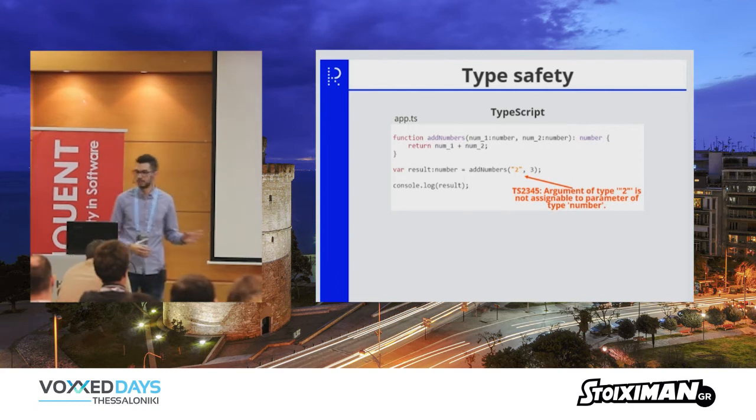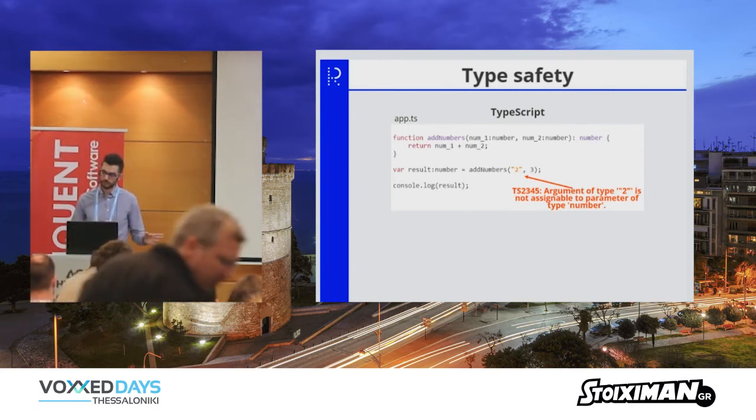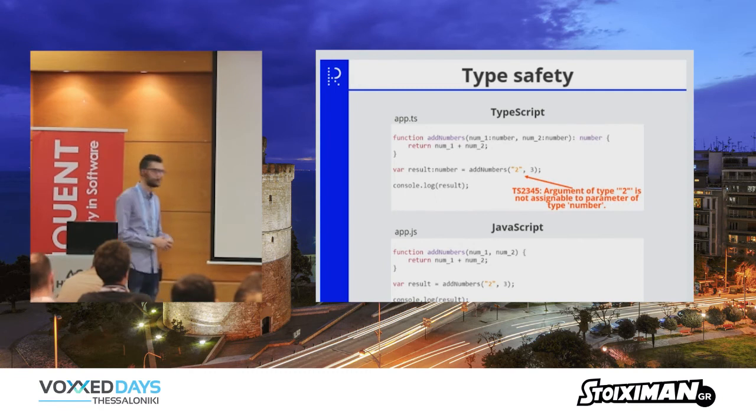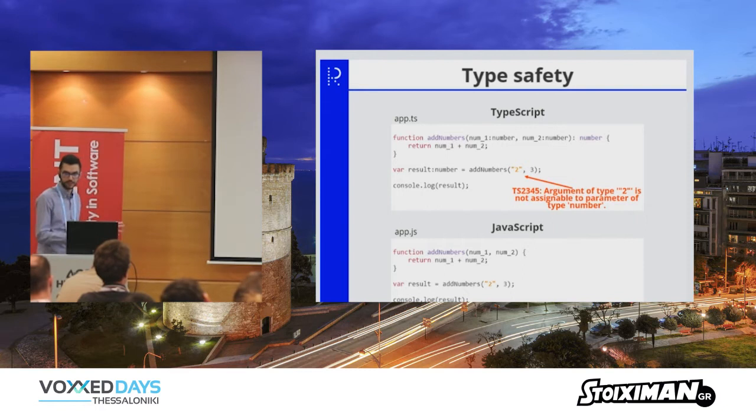On the other hand, with just plain JavaScript, of course, as expected, no problem would be reported, and the result would be the concatenation of our string and our number string. And now Vaso will continue with some ES6 features TypeScript supports.